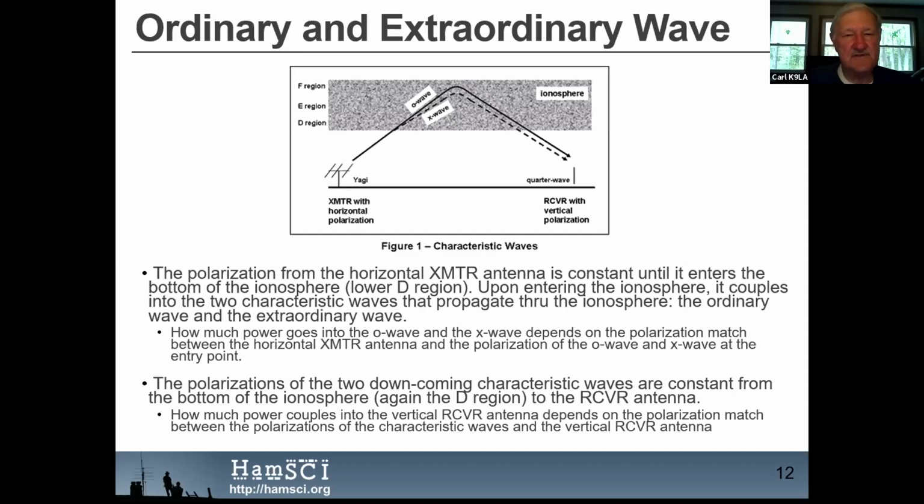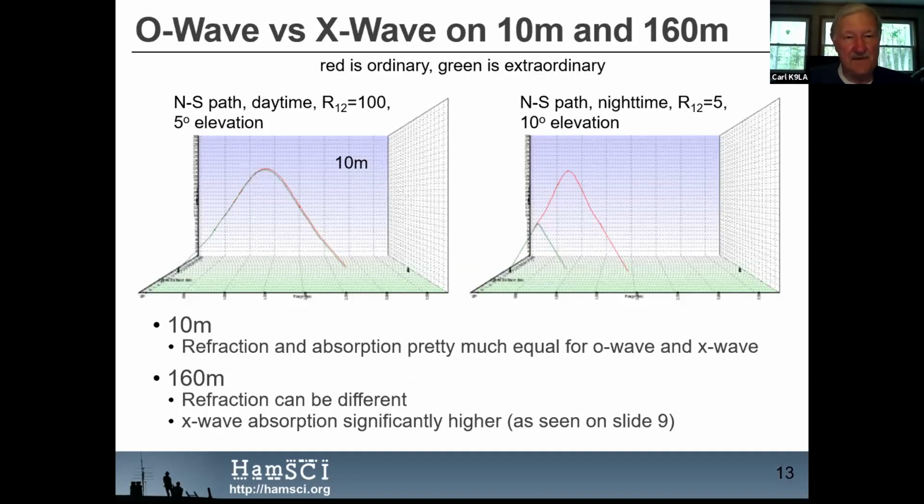Knowing that, we can determine what the polarization match is between our antennas. Pretty interesting stuff, and it can get quite complicated. So here's a picture on 10 meters of the O wave and the X wave, and you can see they propagate essentially the same. The refraction and absorption is pretty much equal for both the O wave and the X wave.